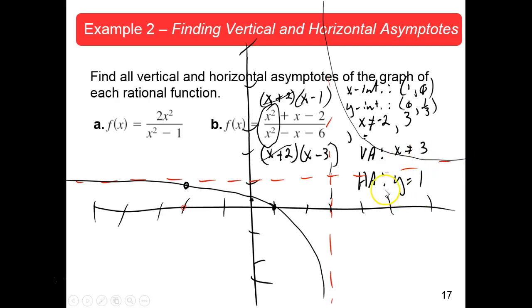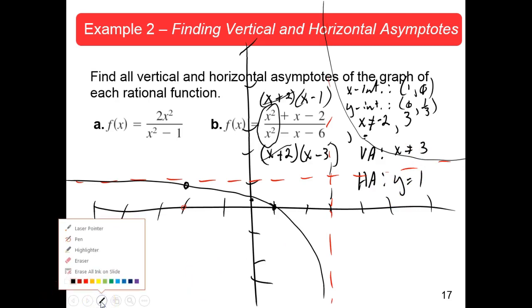Okay. That's the procedure. Factor, determine your zeros in numerator and denominator. Zeros in numerator give you your x-intercepts. Zeros in the denominator give you your vertical asymptotes, unless you cancel out a term. Ratio of leading terms, horizontal asymptote, and where x equals 0 is your y-intercept. And then after that, pick points if you need them.